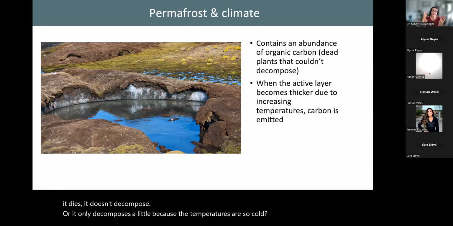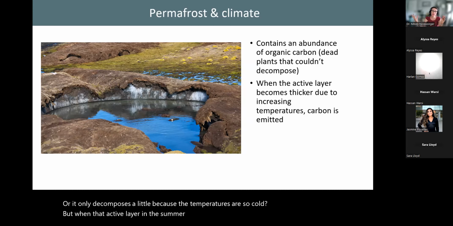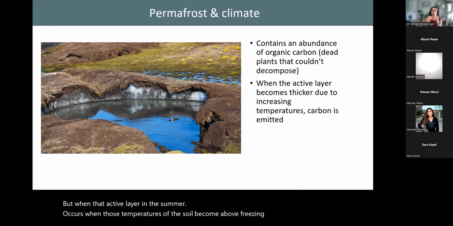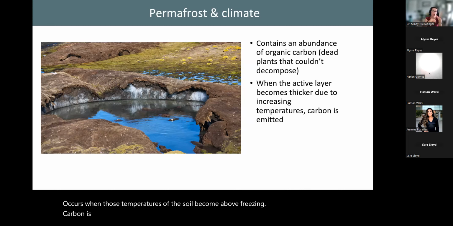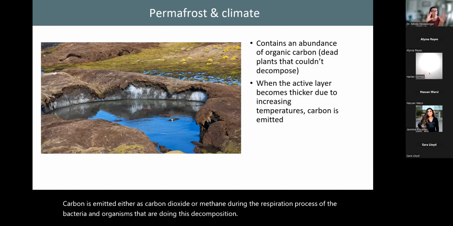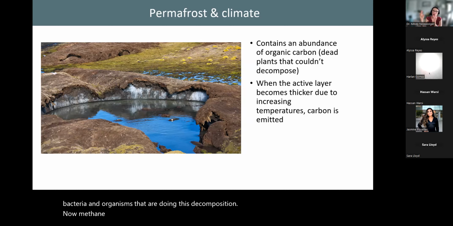But when that active layer in the summer occurs, when those temperatures of the soil become above freezing, carbon is emitted either as carbon dioxide or methane during the respiration process of the bacteria and organisms that are doing this decomposition. Now, methane and carbon dioxide are greenhouse gases.